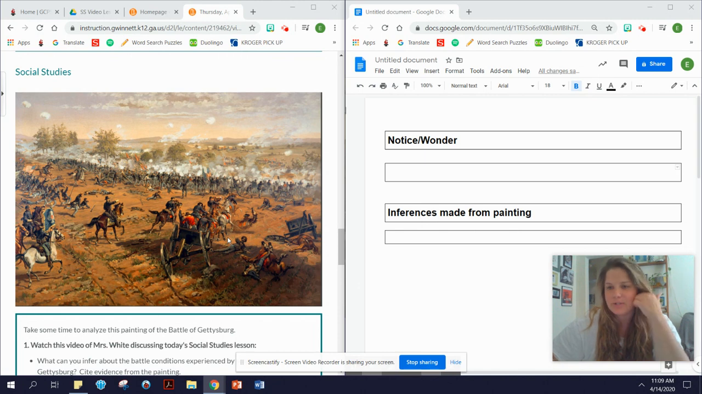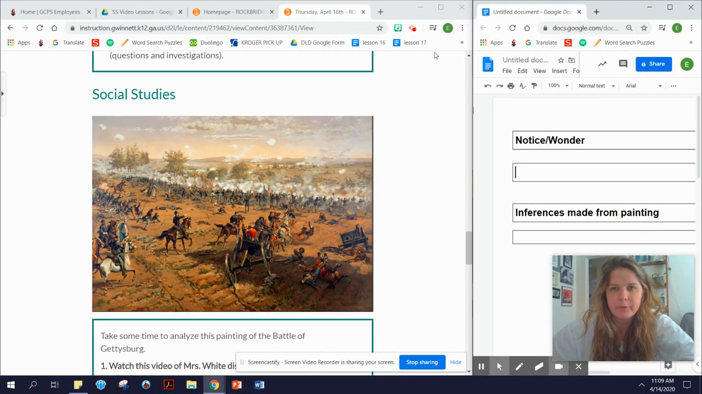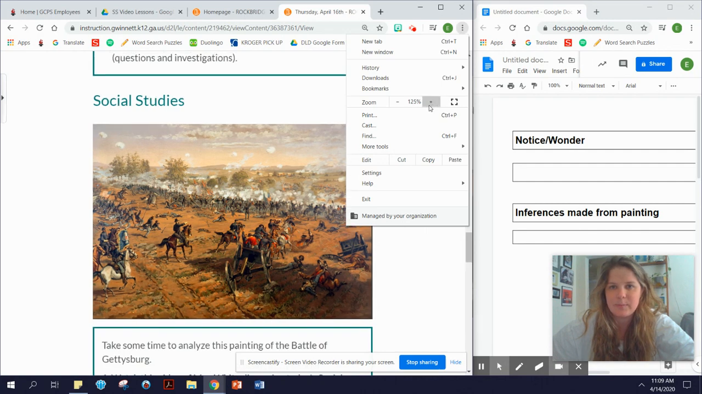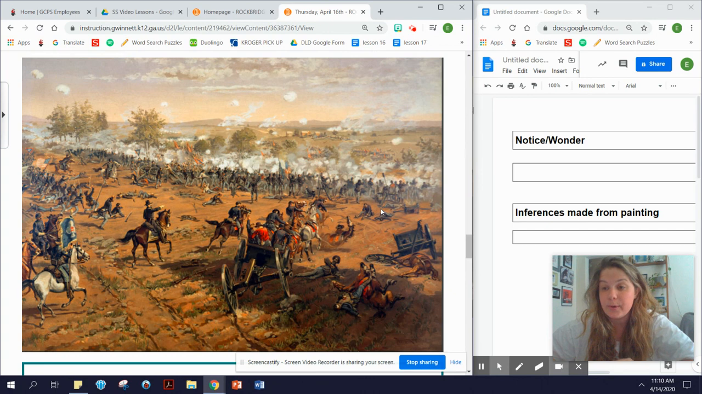Today we are going to be reading about the Battle of Gettysburg. So what we're going to do first is take some time to analyze this painting of the Battle of Gettysburg. So let's zoom in real quick and take a really close look at this picture. While I'm looking at this, I want you to think about some things that you notice and wonder, and some inferences that you can make from the painting.